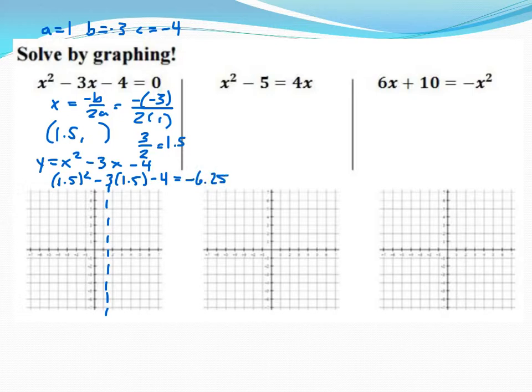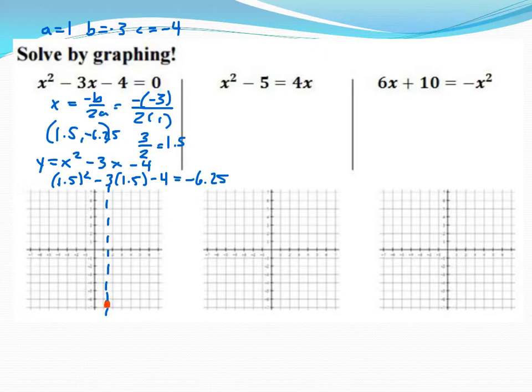Now, I know it's not a very nice number, but that means I have negative 6.25 there. Sorry for the decimals, but hey, can't avoid them. So that means at 1.5, I'm going to look at negative 6.25. So that's just going to be a little bit below 6. So I'm just going to put my point there in red.